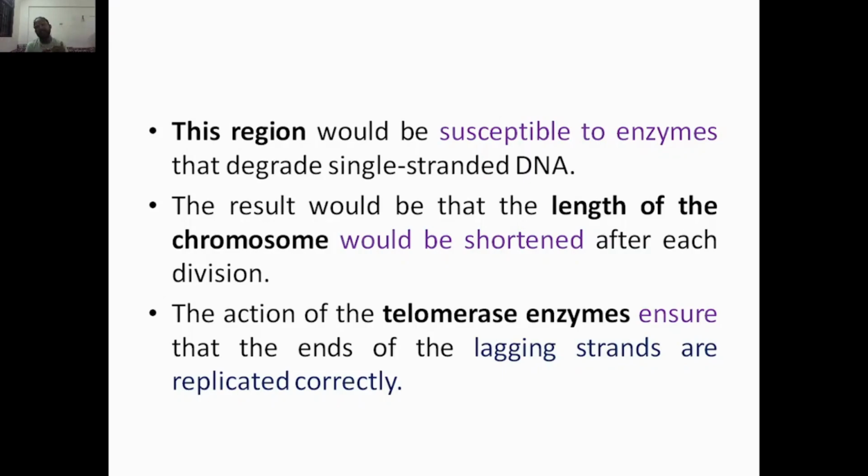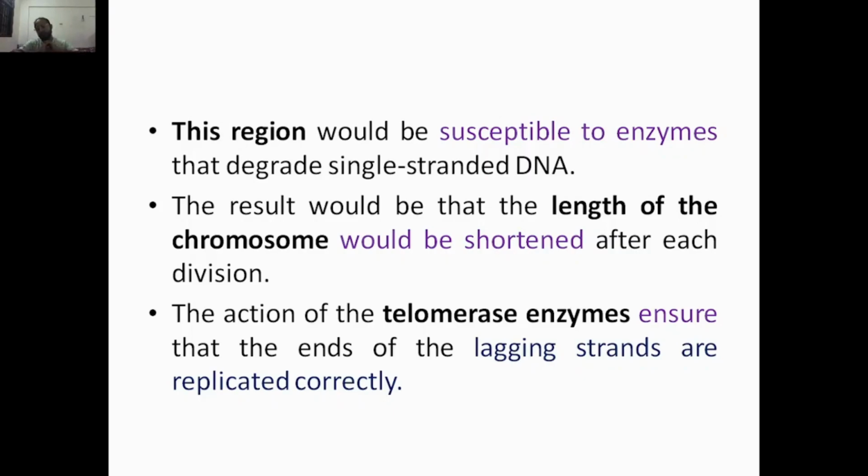Now the result would be that the length of the chromosome would be shortened after each division. So in every division, if RNA templates keep on getting degraded and a lagging strand is forming, and next the same thing happens in every cycle or every division of the chromosome, what happens? The lagging strand will keep on increasing, or the chromosome will become shortened. Why? Because the end part of the chromosome is being missed out. So now the action of the telomerase enzymes ensures that. That's why we need the telomerase enzyme. Why? This telomerase enzyme ensures that the ends of the lagging strands are replicated correctly.